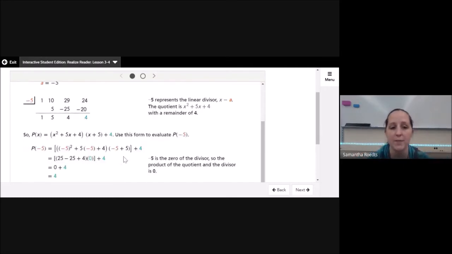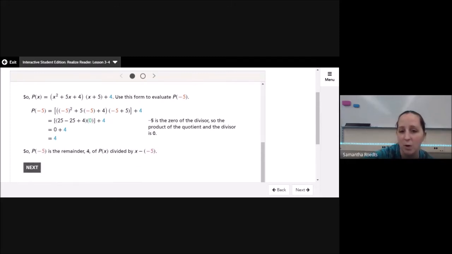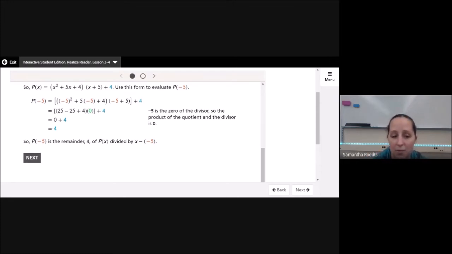Okay. So P of X equals X squared plus 5X plus 4 times X plus 5, plus 4. Use this form to evaluate P at negative 5. So P at negative 5 is negative 5 squared plus 5 times negative 5 plus 4 times negative 5 plus 5, plus 4. So 25 minus 25 plus 4 times 0 plus 4. So 0 plus 4 equals 4. So negative 5 is the 0 of the divisor. So the product of the quotient and the divisor is 0. So P of negative 5 is the remainder 4 of P of X divided by X minus a negative 5.